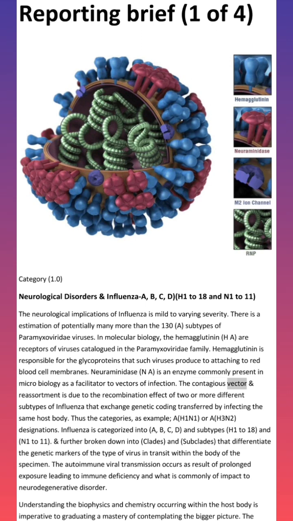The contagious vector and reassortment is due to the recombination effect of two or more different subtypes of influenza that exchange genetic coding transferred by infecting the same host body. Thus the categories, as examples, are H1N1 or H3N2 designations. Influenza is categorized into A, B, C, D, and subtypes H1 to 18 and N1 to 11.